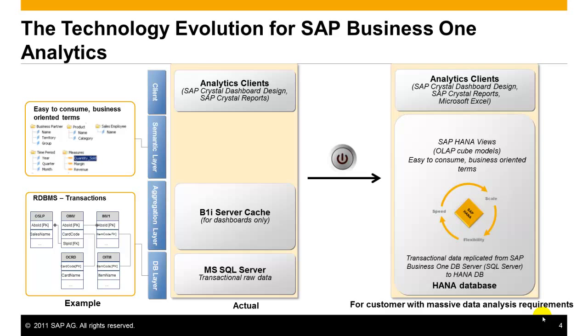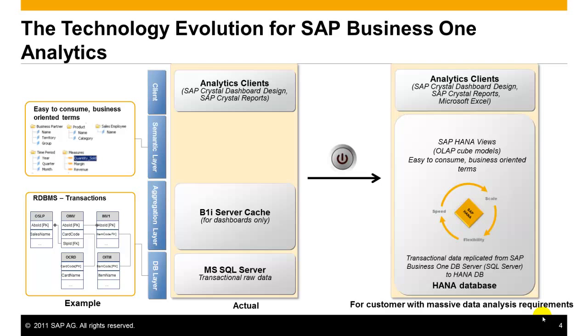What we've then done is, on top of that, with SAP Business One version 8.8, with the 8.8 release family, we've built an aggregation layer, which is our Business One integration framework server cache. And that's what we use to retrieve data into our dashboards today, the dashboards that you're familiar with when you use the SAP Business One 8.8 cockpit.